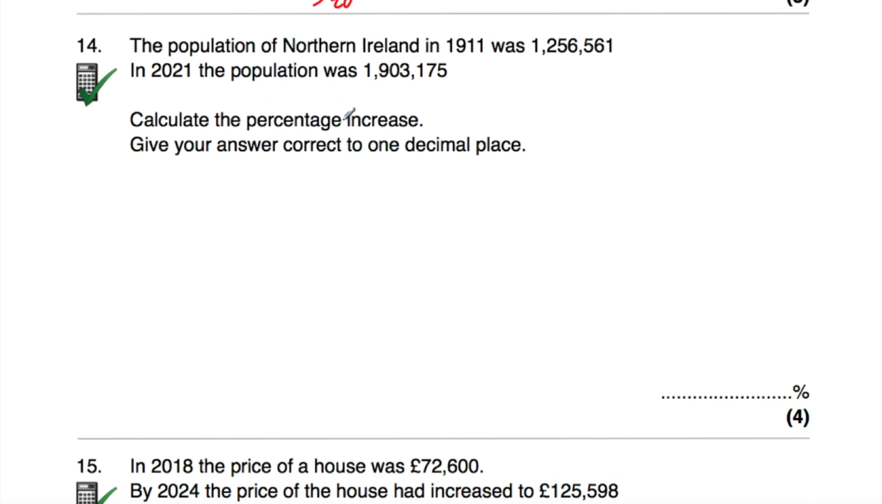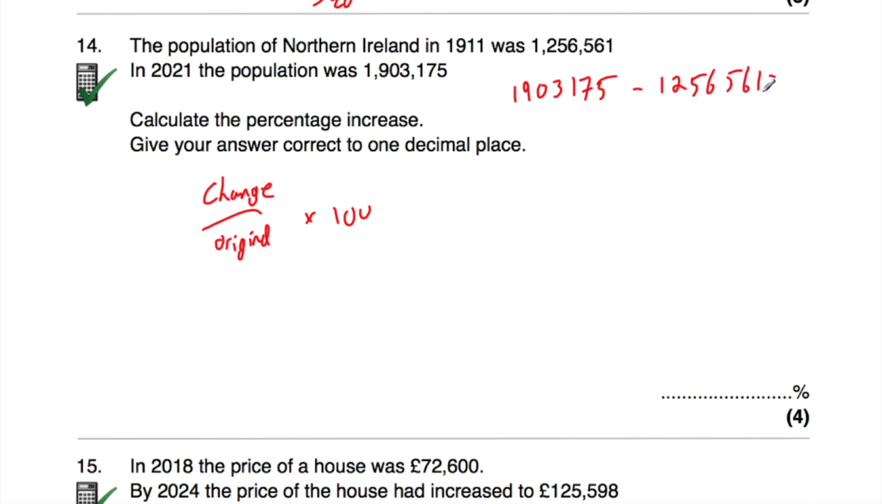Okay, so to work out the percentage increase, we're going to work out the percentage change. That's going to be change divided by the original, so change over original times 100. So in terms of the change, well, let's subtract the population to see what the change is. So 1,903,175 subtract 1,256,561. And luckily it's a calculator question, so we could do it without a calculator, but it would just take a bit more time. So whenever we work this out, we get an answer of 646,614. So that's the change.